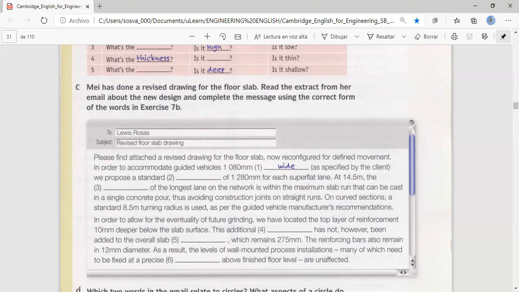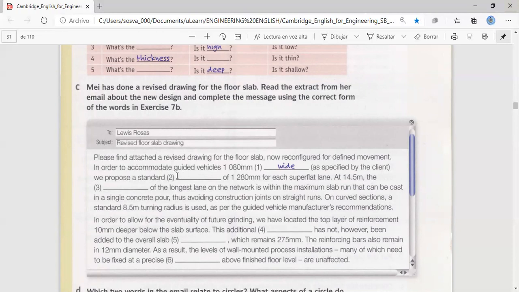1080 millimeters wide, as specified by the client. We propose a standard of 1280 millimeters for each super flat lane. Is that length, right? And the length.